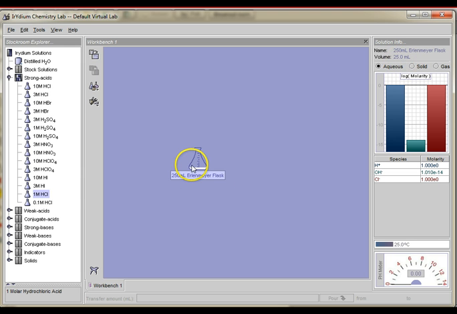You know the strength of it. It is 1 molar solution. You can see it. The pH is still 0. Alright, now let's put it here at the bottom somewhere.